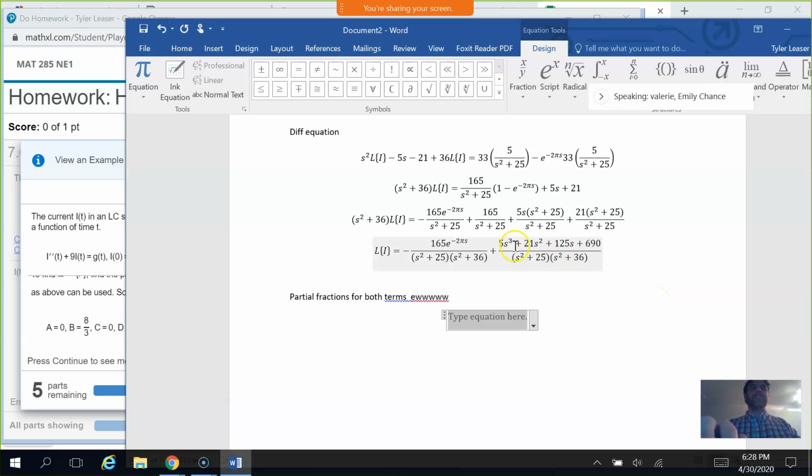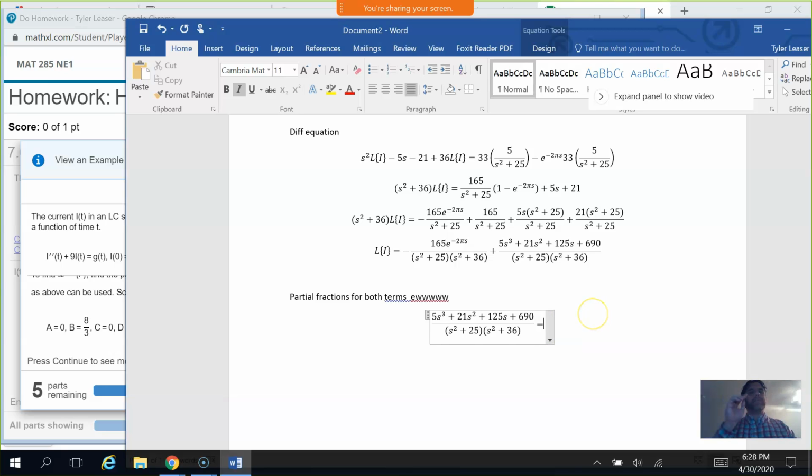So let's look at this big one first. I'll just copy it down. I have the luxury of copy paste. Because both of these denominator factors are unfactorable, unfortunately it's going to be two fractions here where both of them are quadratic, which means that the numerator needs to be linear. So we're going to have an as plus b up top over the factor s squared plus 25, and then a cs plus d over the other quadratic factor, s squared plus 36. Irreducible was the word I was trying to think of. Like, you can't break those down.